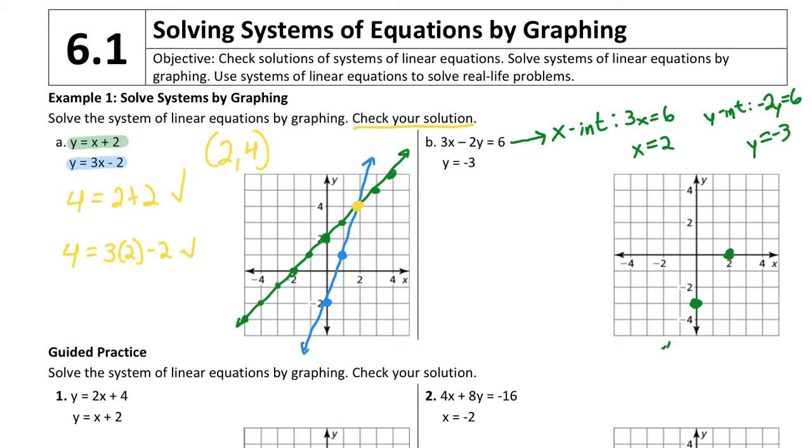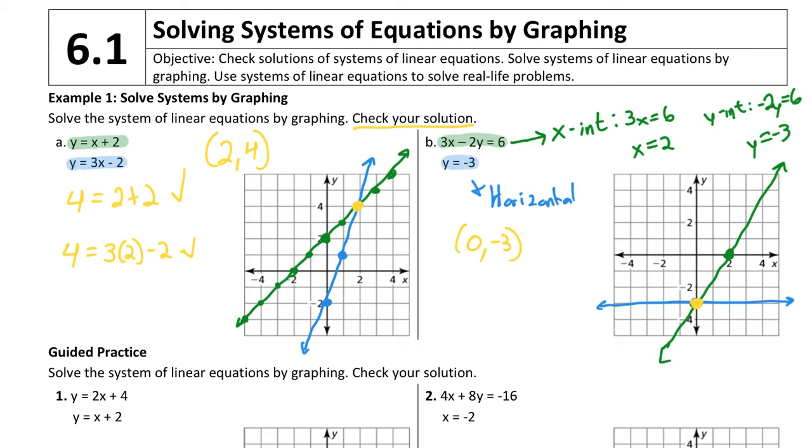So to connect those points, I'll do my best to draw a line through them. That is my first equation in the system. My second equation in the system is a simple y equals negative 3. And if we remember from last chapter, that is a horizontal line at y equals negative 3. So I'm going to draw a horizontal line at y equals negative 3, which would look like this. So my solution is the point (0, negative 3).